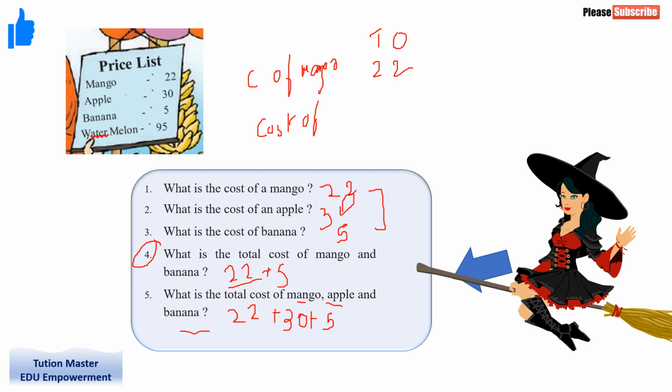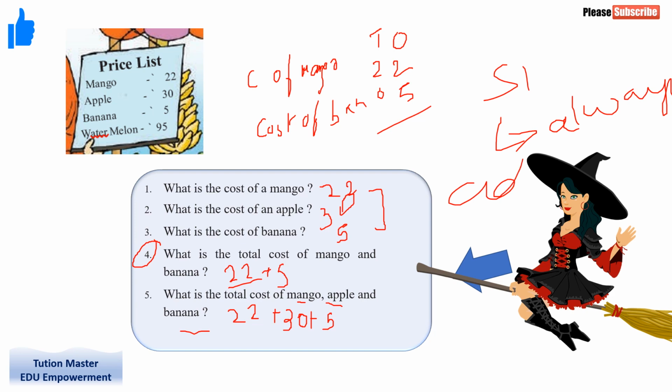So the cost of banana is how much? 5 rupees. So now, step 1, what we have to do? Step 1, always add in ones, that is the step 1. Okay, so what are the values you got in 1, 2 and 5?